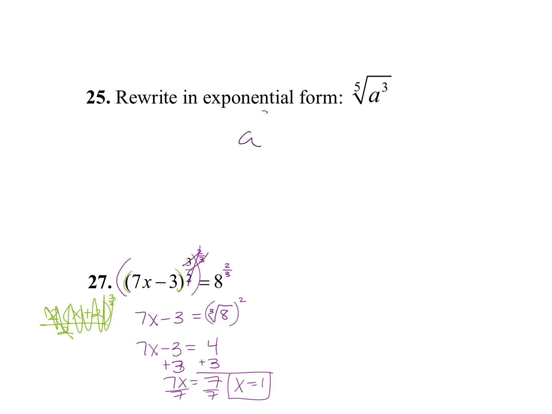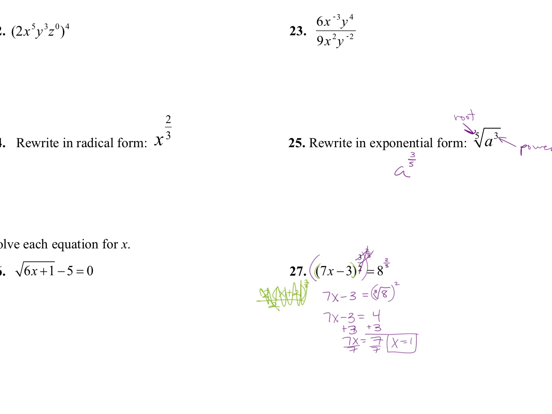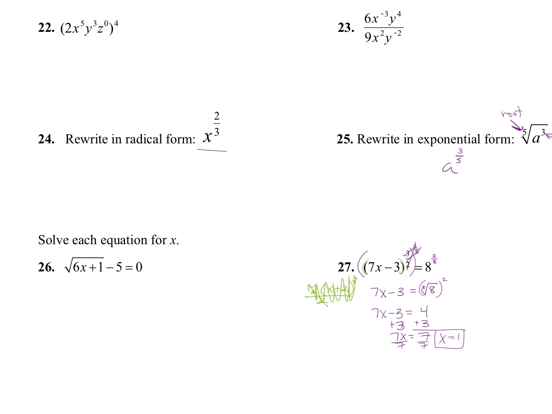8 to the 3/5 power. Remember, this is the root. The root goes down. This is the power. The power goes up. A to the 3/5 power. How do you write this in radical form? Is it a square root or a cube root? It's a cube root. And then you either square it here or you put parentheses around the whole thing and then square it. It doesn't matter. They're the same thing. So whichever one you prefer.